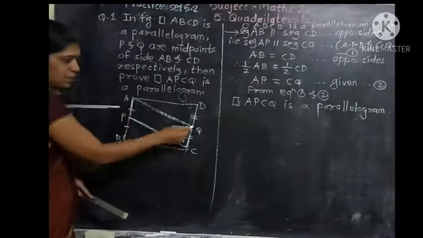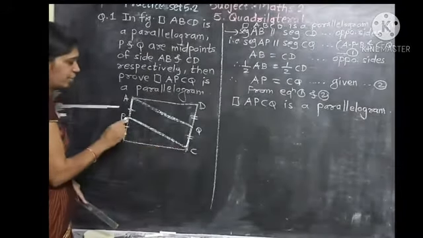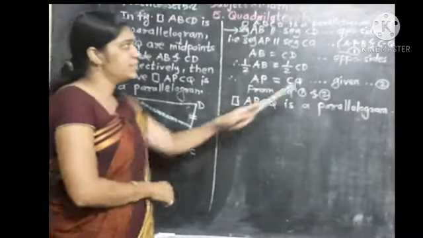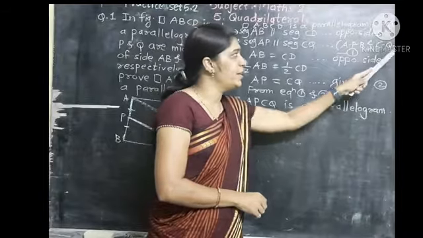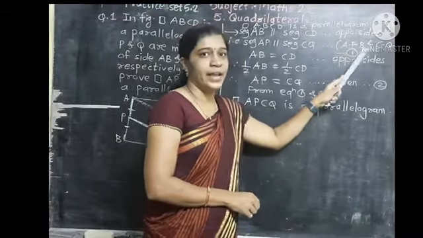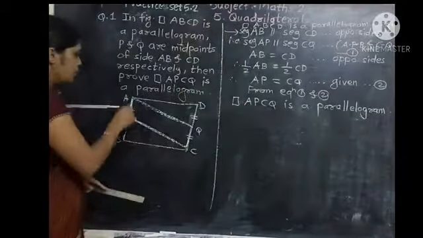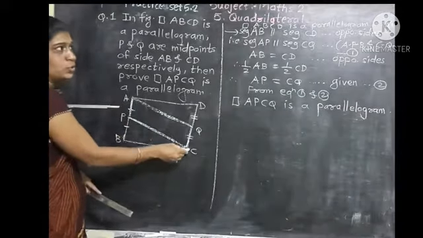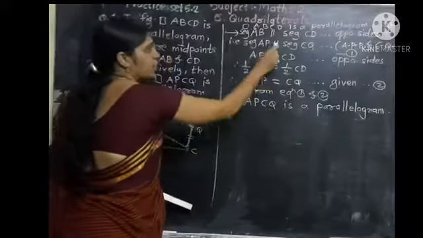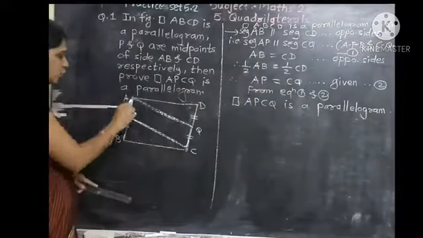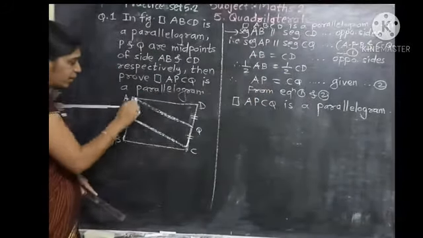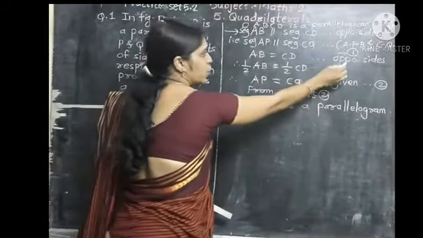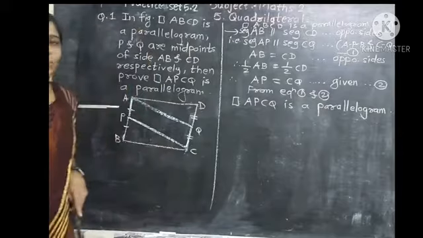AP is parallel to CQ or QC because P is between A and B, and Q is between C and D. So AB is parallel to DC means AB is parallel to QC or CQ. This is equation 1. Also ABCD is a parallelogram. Therefore AB is equal to DC, because opposite sides of a parallelogram are equal.